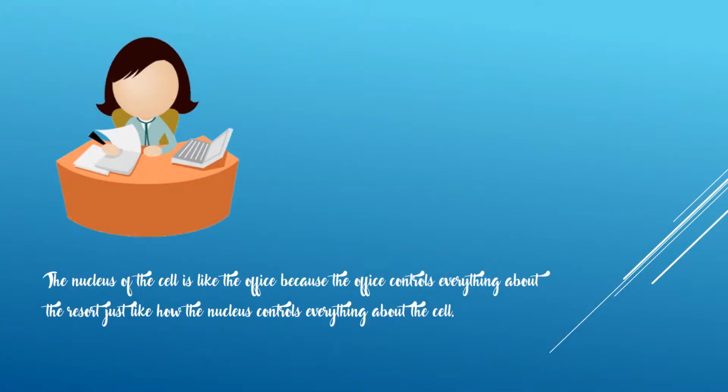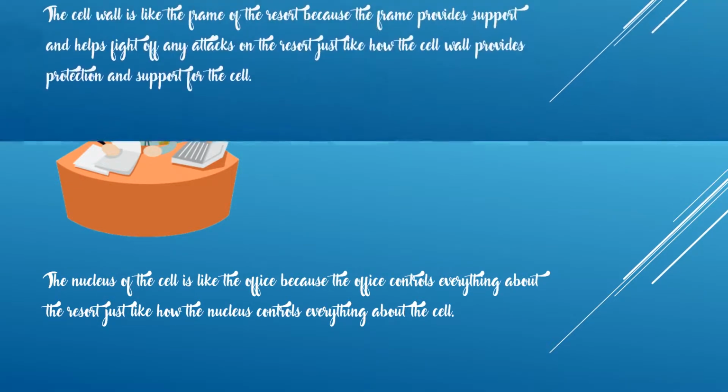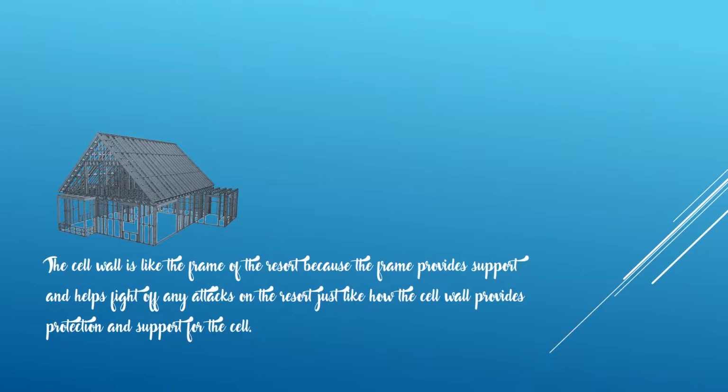The nucleus of the cell is like the office because the office controls everything about the resort, just like how the nucleus controls everything about the cell. The cell wall is like the frame of the resort because the frame provides support and helps fight off any attacks on the resort, just like how the cell wall provides protection and support for the cell.